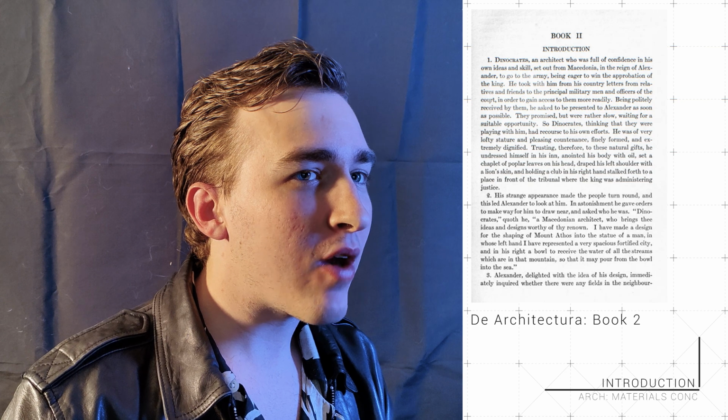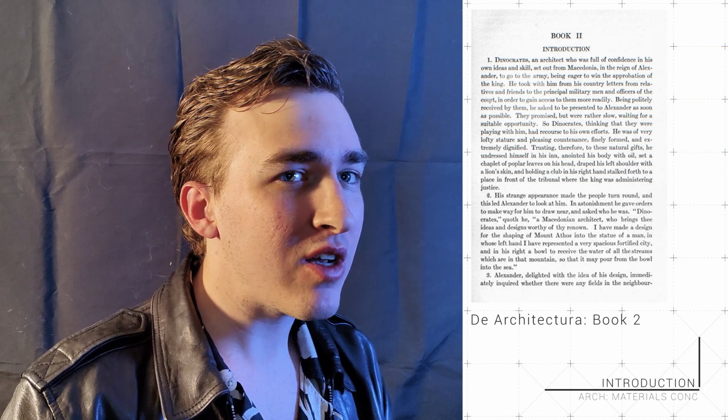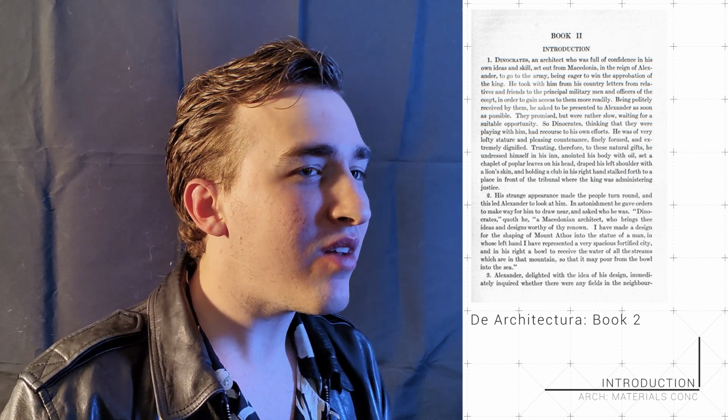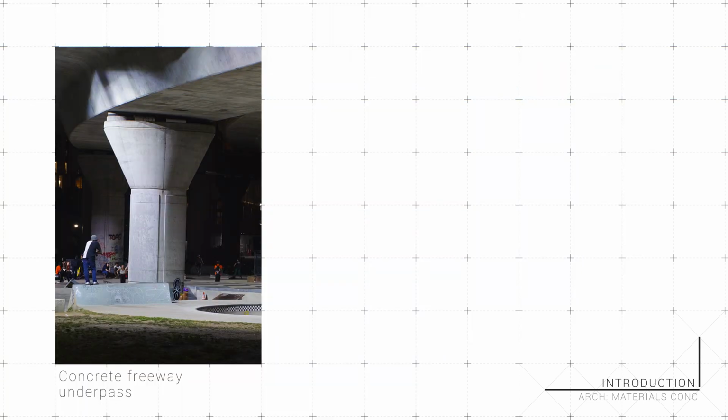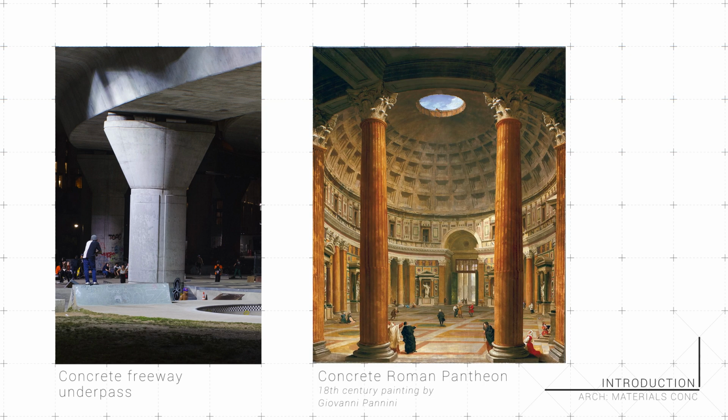For now, we're interested in Book 2, where Vitruvius describes materials and specifically the Roman invention of concrete, meaning the material still used for freeways and skyscrapers goes back to the time of Christ and the Roman Empire. At that time, concrete was referred to as opus cementitium. The concrete dome of the Pantheon is one such example.